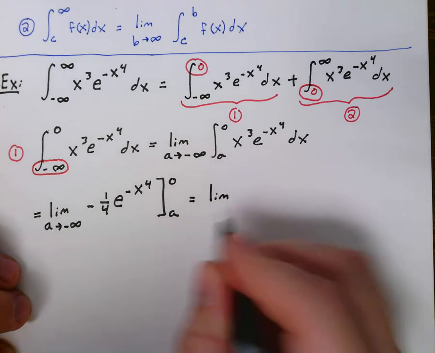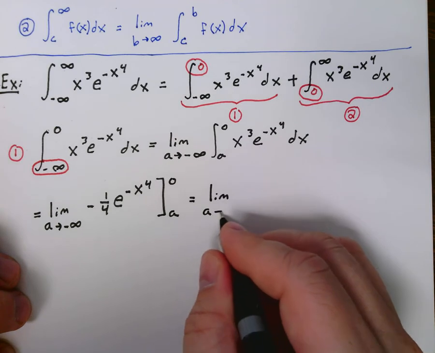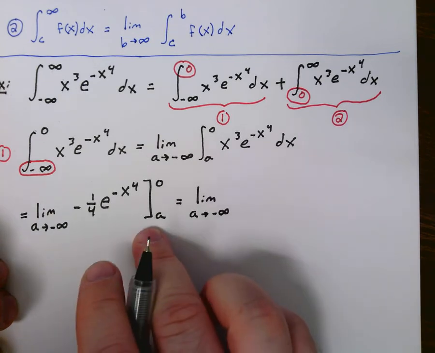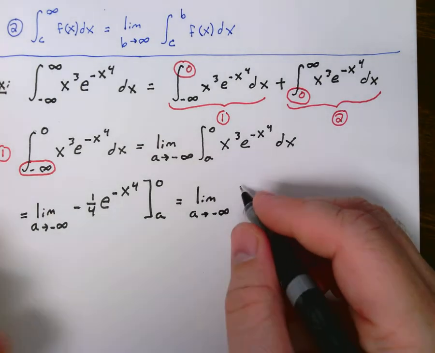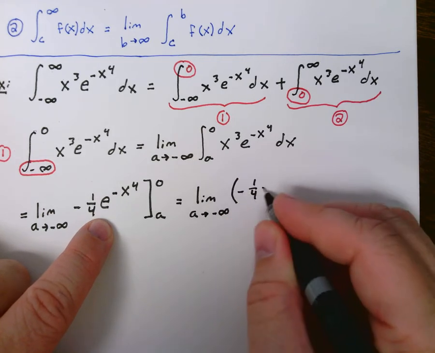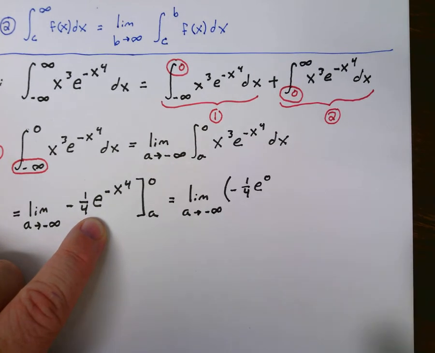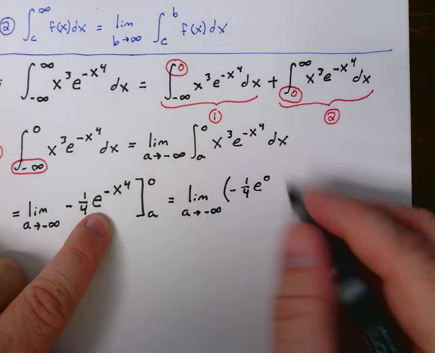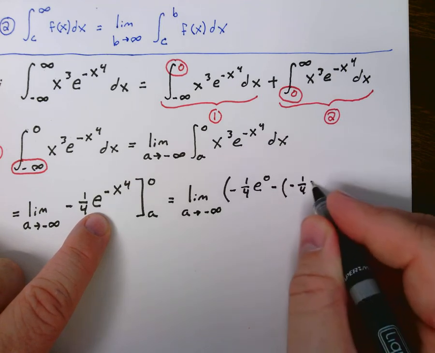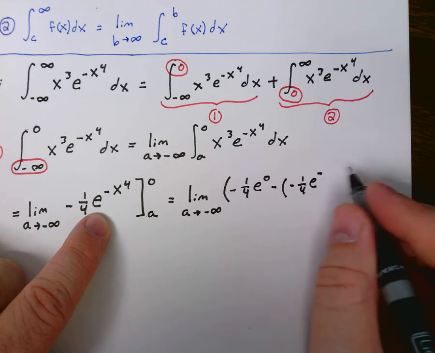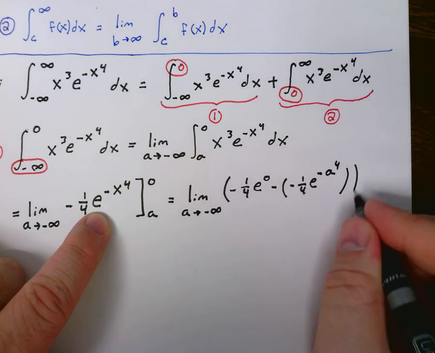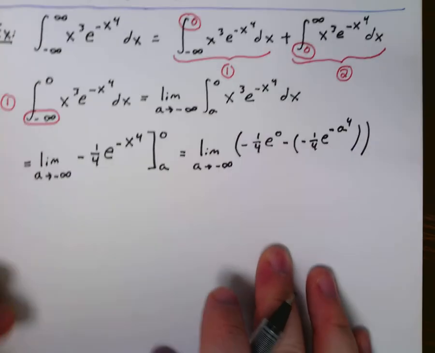This is going to be the limit as a goes to negative infinity. Let's see what happens. If I put in 0 into this, I'm going to have negative 1/4 e to the 0, which is just a fourth, minus minus, that turns into a plus, minus negative 1/4 e to the negative a to the fourth. Okay.